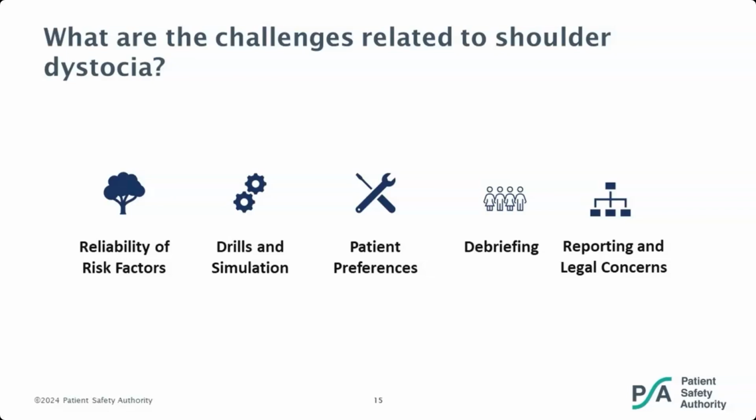Another big area was debriefing. Ensuring that shoulder dystocia events are discussed and analyzed can really pose a challenge for teams. It was explained that some teams may complete a debrief more frequently when the labor and delivery does not go as planned, and less frequently when all goes well. So they're missing that opportunity to actually learn from what does go well. Inconsistent debriefing can also really lead to missed opportunities for learning and improvement.